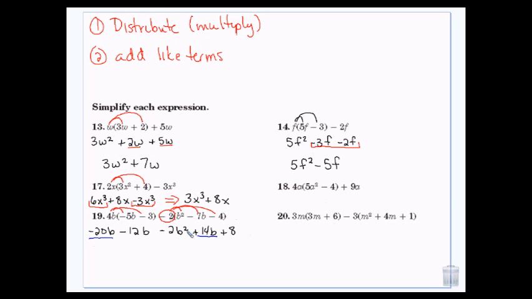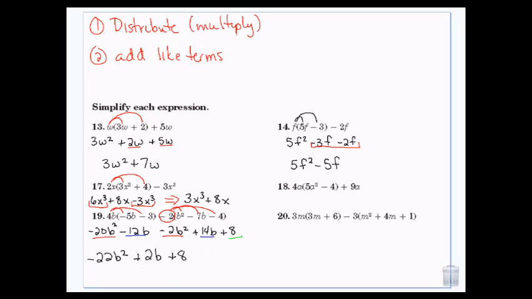Why would that be minus 20b instead of minus 20? Oh, it is b squared. You're right. Thank you. Let me erase those in. Good catch. Okay, so I have b squared and b squared. I have b and b. And then I have 8 by itself. So I have negative 20 and negative 2, so that's negative 22. And then I have negative 12 and positive 14, so that's plus 2, and then 8.